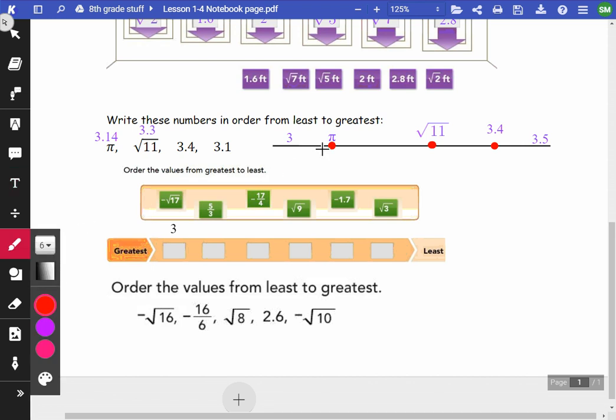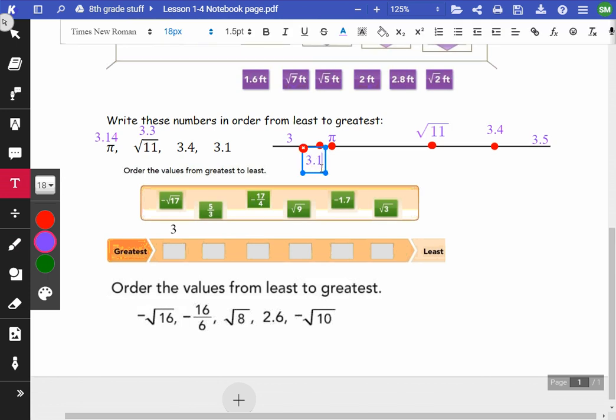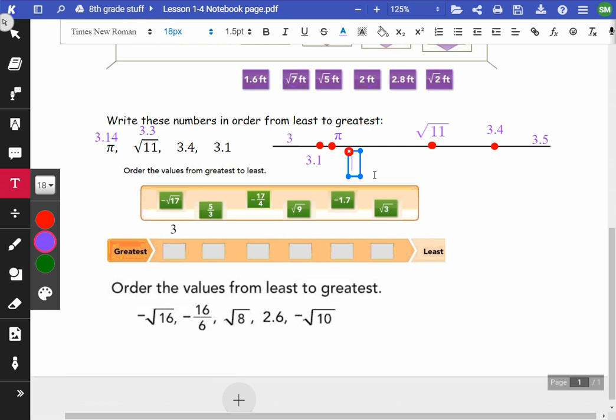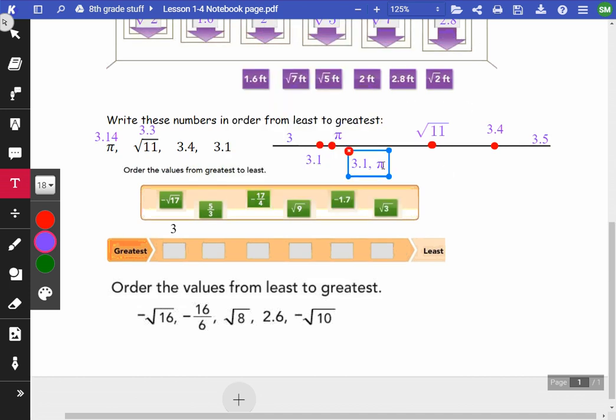So my 3.1 needs to go to the left of pi a little bit because it's a little bit less. And I'm going to put my text box down below here, 3.1, to label that, and I'll move my pi over that way a little bit so you can tell the difference there. And there I have those 4 points on my number line, and I can just type them up now, read them from left to right. I got 3.1, and then I've got pi, which I'm going to use my symbol for.